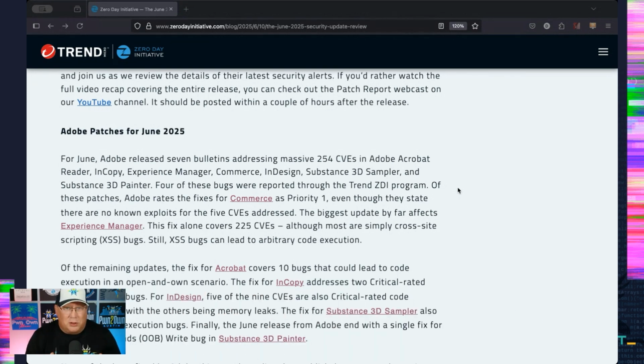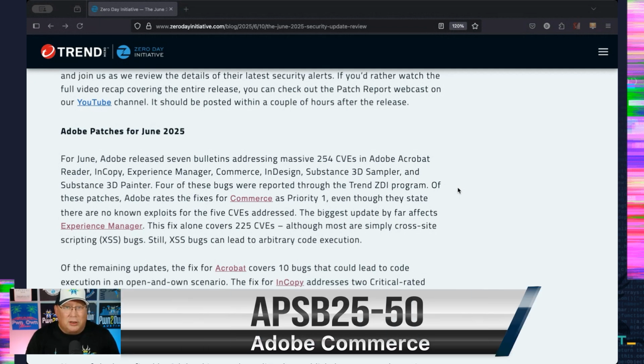The really good news about all of these CVEs, none are publicly known at the time of the release. None are under active attack. And actually the Experience Manager is priority 3, according to Adobe. So take your time, I guess. The one priority 1 is for Commerce, and this could lead to code execution.